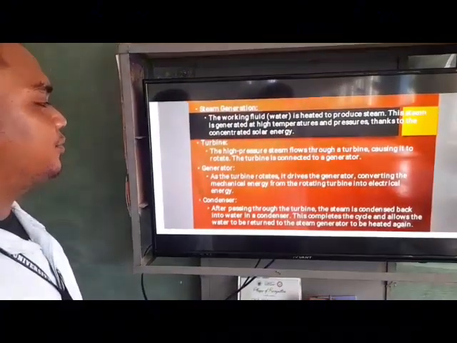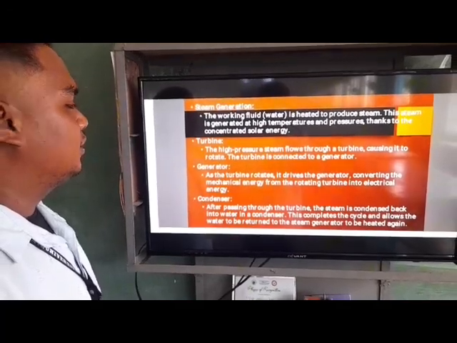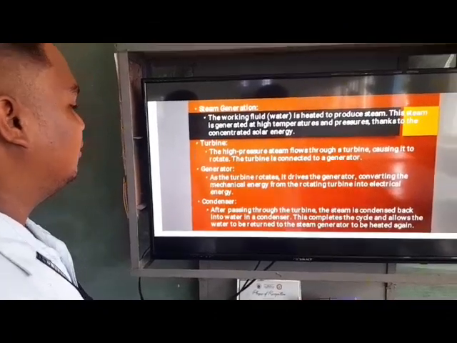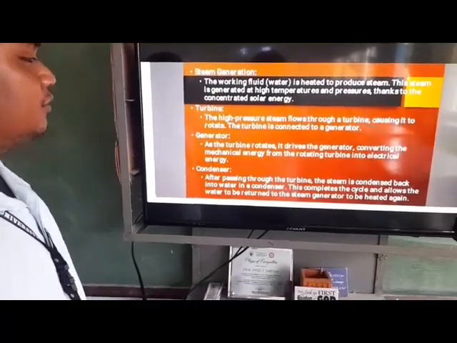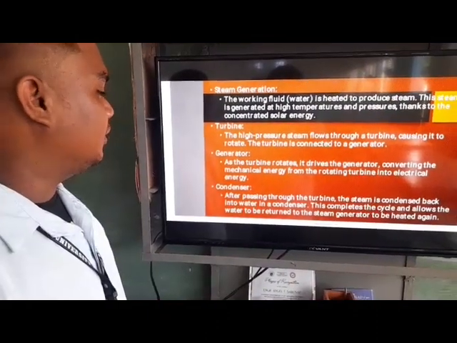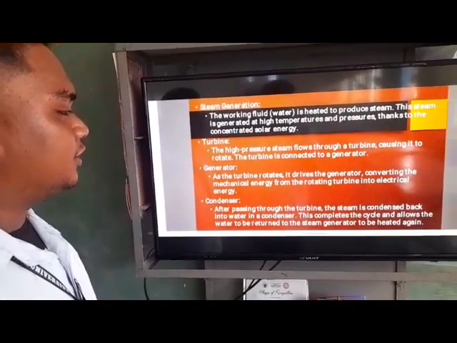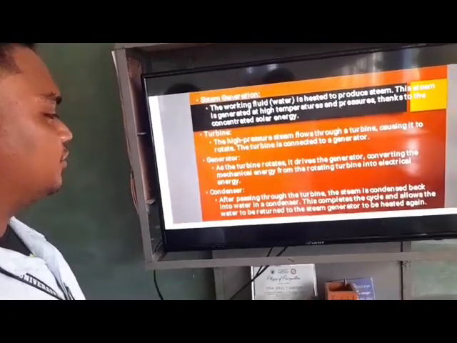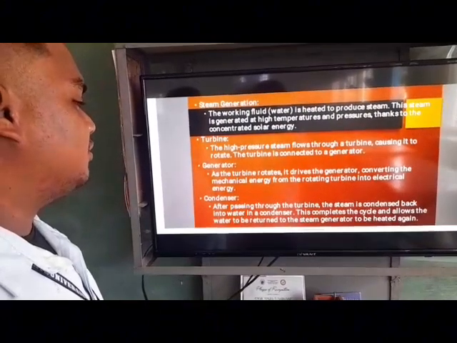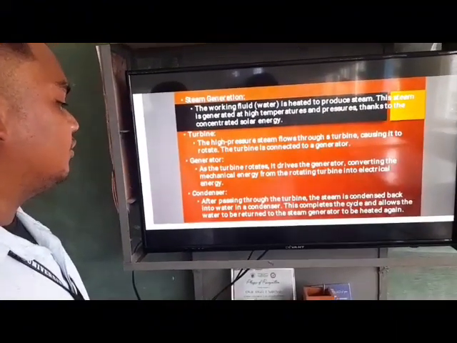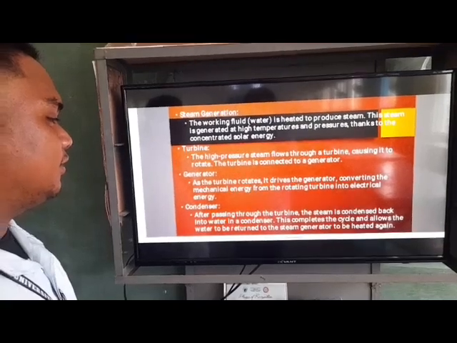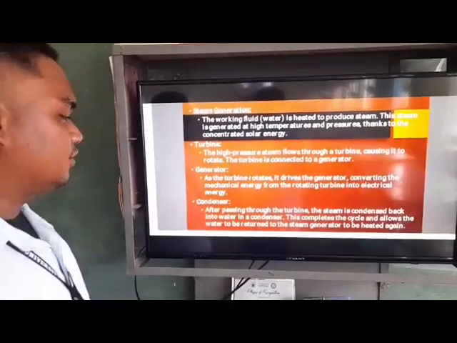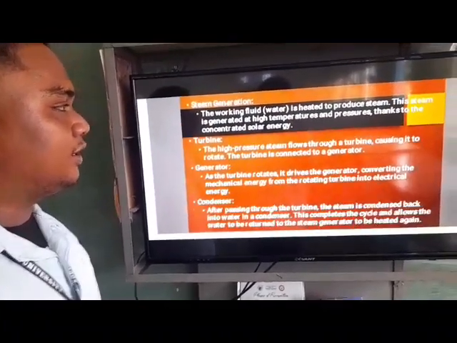Turbine. The high pressure steam flows through a turbine, causing it to rotate. The turbine is connected to a generator. Generator. As the turbine rotates, it drives the generator, converting the mechanical energy from the rotating turbine into electrical energy. Condenser. After passing through the turbine, the steam is condensed back into water in a condenser. This completes the cycle and allows the water to be returned to the steam generator to be heated again.